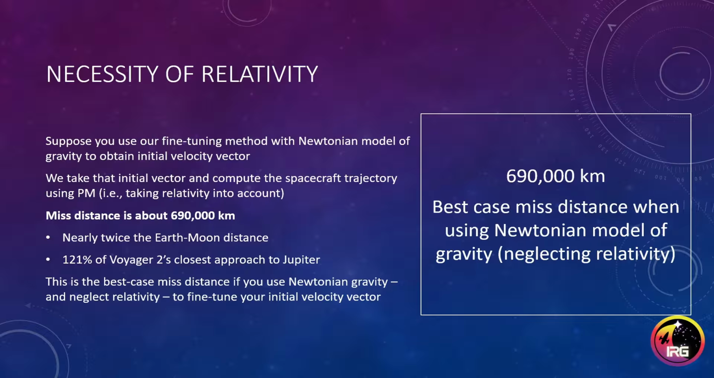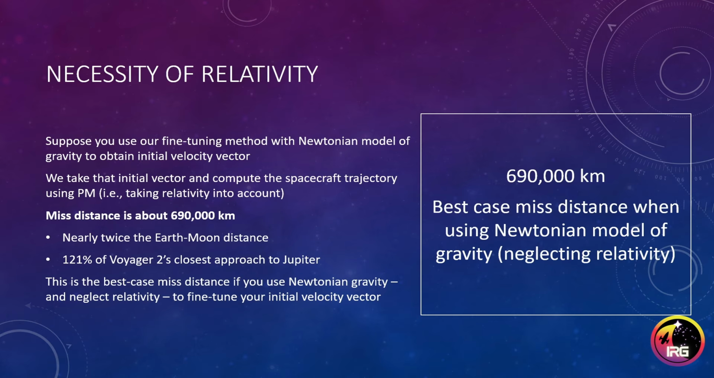So that's nearly twice the Earth-Moon distance. So if you use Newtonian gravity to plot the trajectory of your spacecraft and you neglect relativity, then this is the best that you'll do. You'll miss it by about 690,000 kilometers. So relativity is necessary. If you have a relativistic spacecraft, something that's moving at a significant fraction of the speed of light, you must take relativity into account in order to accurately plot the course of the spacecraft.